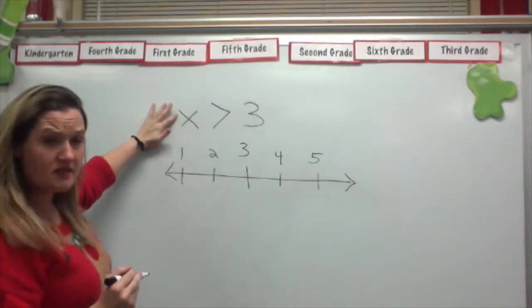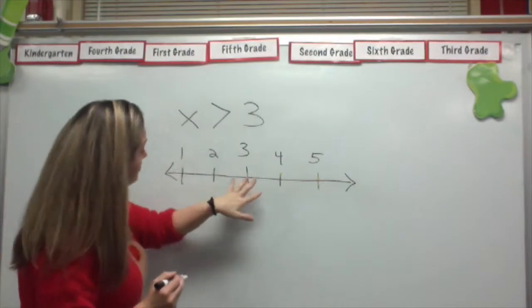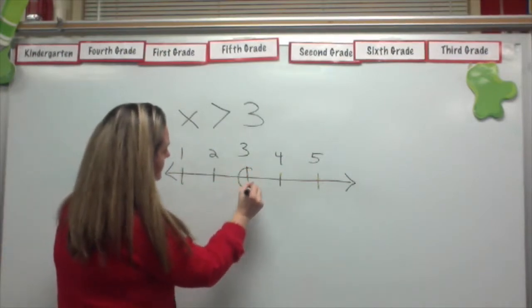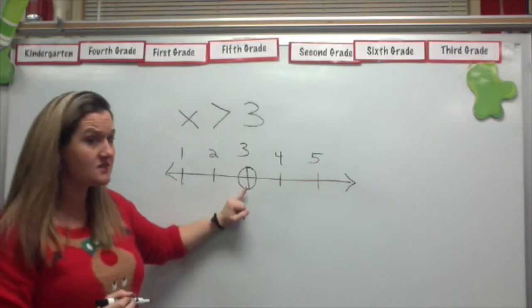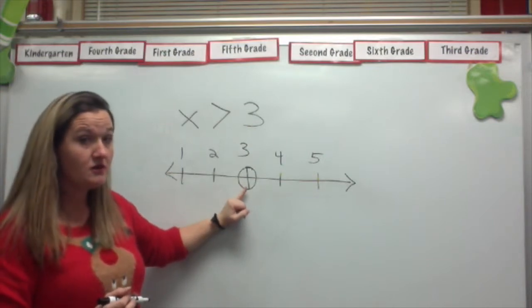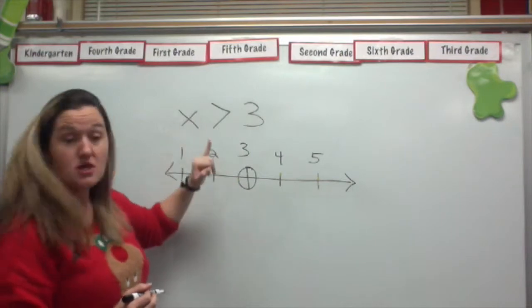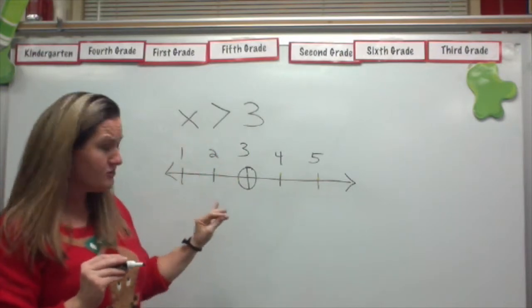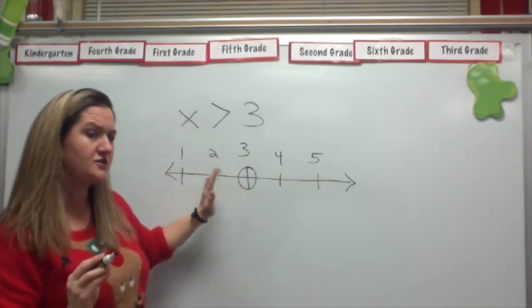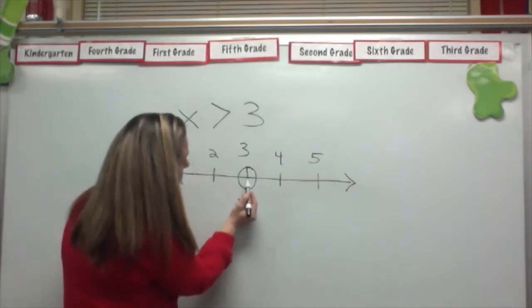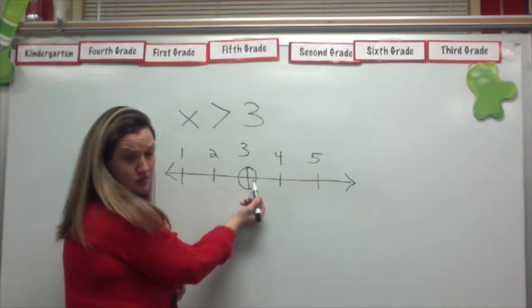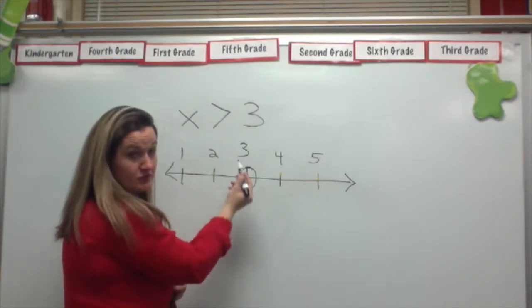So x is any number greater than 3. So I'm going to go to 3. Now, I'm going to put a dot here, but I'm not going to shade it in because 3 itself is not a solution, right? 3 is not greater than 3. So 3 itself cannot be a solution. That's why I'm not going to fill the dot in. It just says 3 itself is not a solution, but that's my starting point because I could go just a little bit. 3.000001 is a solution, right? But 3 itself is not.